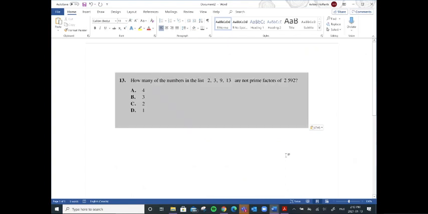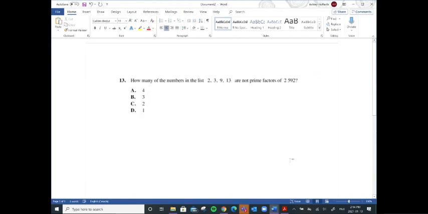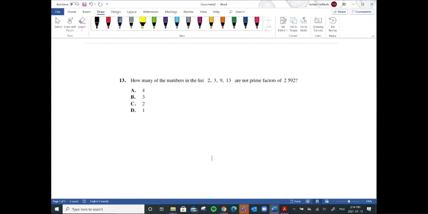Okay, so this is question 13 here. It says, how many of the numbers in the list 2, 3, 9, 13 are not prime factors of 2,592? So what we need to do is prime factor that number, and you can use whichever process we talked about yesterday, or if you have a different way of doing it from a previous course or somebody else that you might have learned from. But you either want to use the tree diagram that we did yesterday or the division table. So it's up to you.